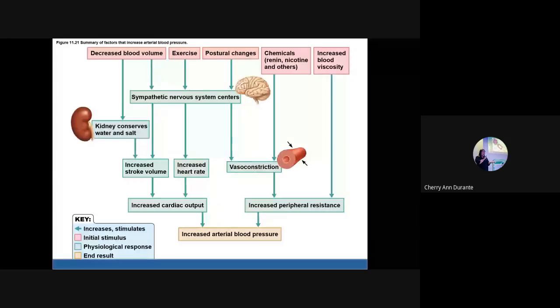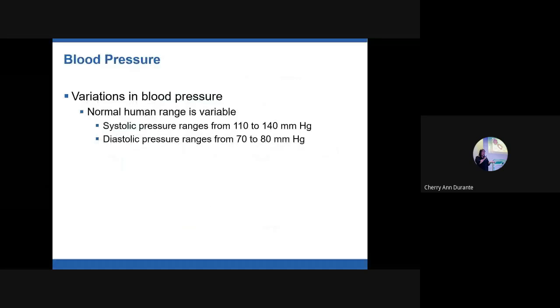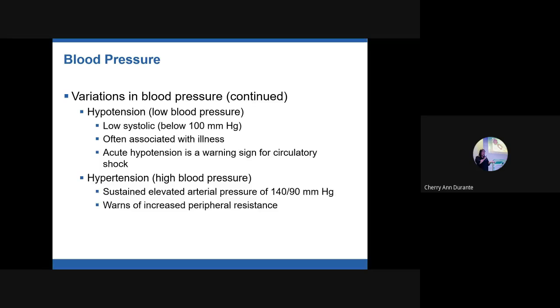Obviously, viscosity of the blood is also a factor. Pag malapot ang dugo mo, mas mataas ang pressure na kailangan para i-pump ito, just like in patients with diabetes. So, the normal human range of variation is 110 to 140 systolic and 70 to 80 diastolic. If it's less than that, pwedeng hypotension. Greater than that, hypertension. Hypotension is a low systolic pressure of less than 100 millimeters of mercury. So, pag ang BP mo 90/60, it can be hypotension.